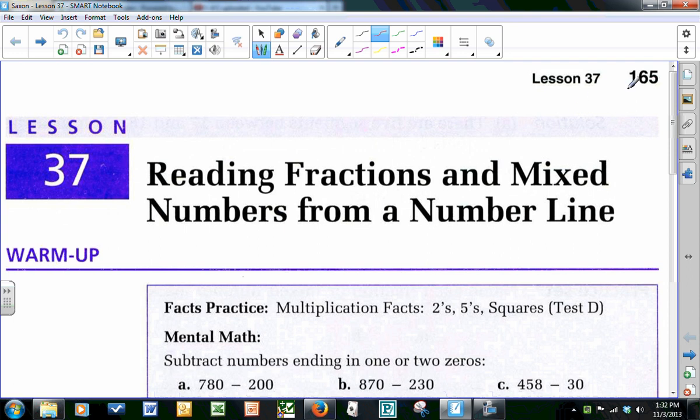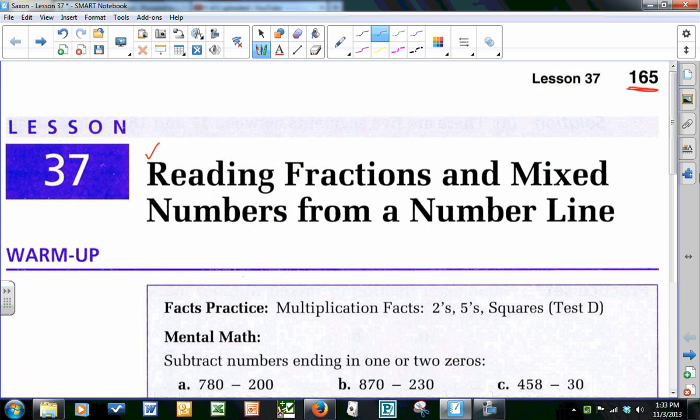Lesson 37 begins on page 165. If you haven't done so already, I would encourage you to get out your math notebook and be ready to take some notes. We have one learning target for today, and that's being able to read fractions and mixed numbers from a number line.